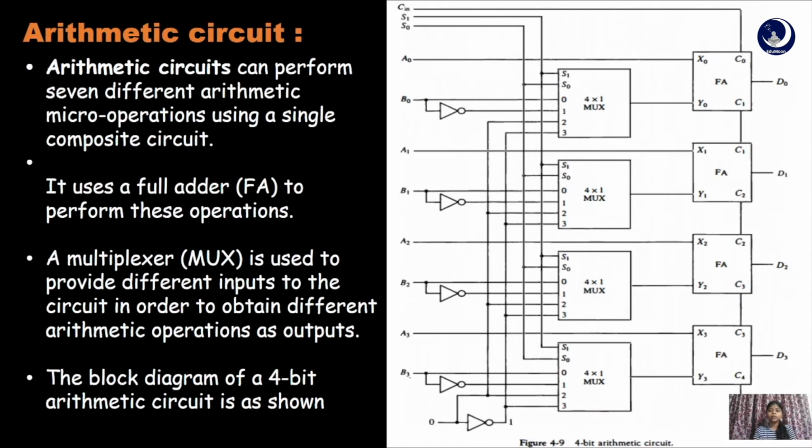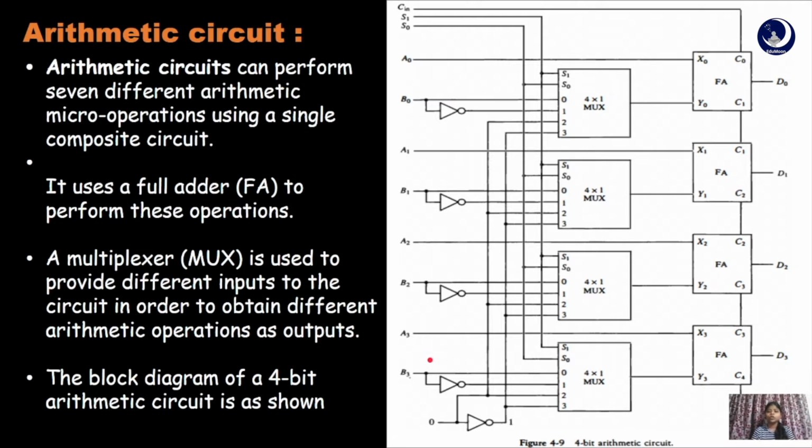The arithmetic circuit is the most important of all four implementations, because the binary adder subtractor and binary incrementer we have seen are used to perform either addition, addition or subtraction, or increment operation, whereas the arithmetic circuit is used to perform all 7 arithmetic micro operations. It uses full adders to perform these operations, and multiplexers are also used to provide different inputs to the circuit in order to obtain different arithmetic operations as outputs. Let us consider a 4-bit arithmetic circuit as an example. The block diagram of a 4-bit arithmetic circuit is as shown.